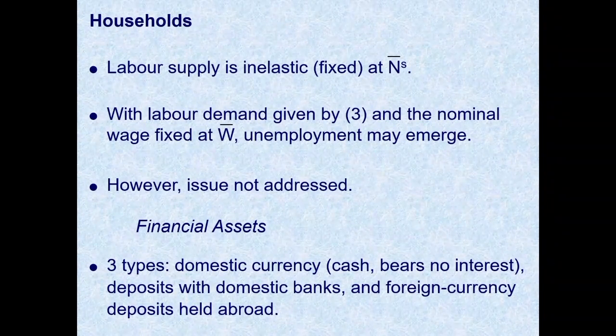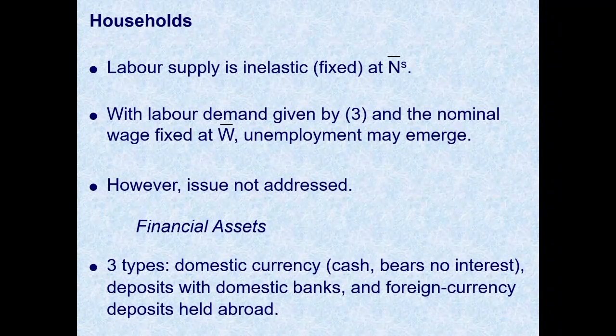In general, there would not be. So there is a possibility of unemployment in this model, but as I pointed out, we're not going to address that because it would make the analysis even more complicated. So there are three types of assets. Households hold domestic currency or cash, which bears no interest. They have deposits with domestic banks, and they have deposits abroad.